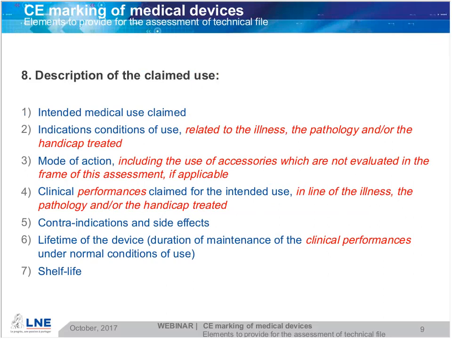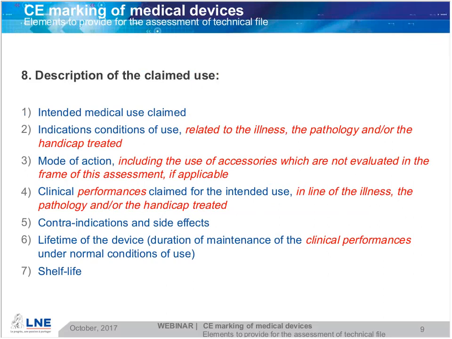For the section 8, description of a claimed use. For the item 2, it is about the indications of conditions of use related to the illness, the pathology, and or the handicap treated. For the item 3, mode of action, it should include the use of accessories which are not evaluated in the frame of this assessment if applicable, and it is in order for us to really understand how the device functions.